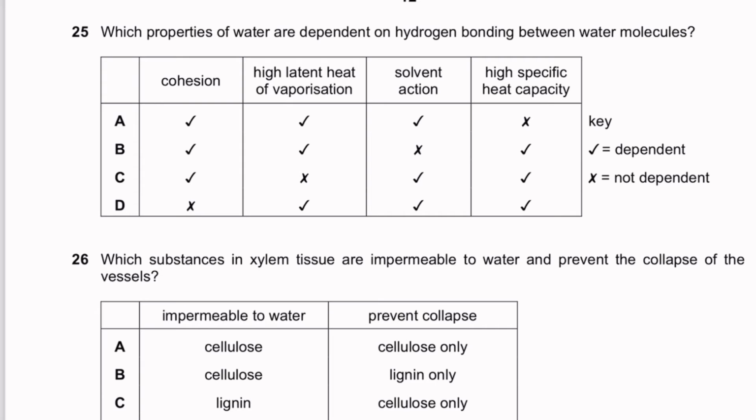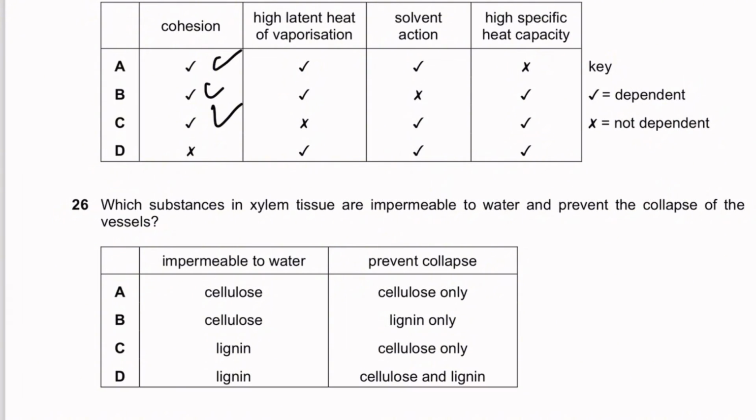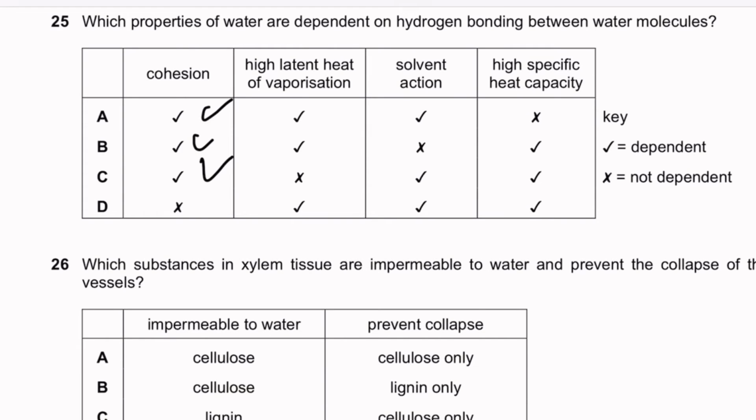If we eliminate cohesion, that is the biggest mistake you can make. I mean, come on, cohesion is basically hydrogen bonding between water molecules. So we need to keep cohesion. But moving on to high latent heat of vaporization, if you eliminate it, then you also have to eliminate high specific heat capacity. So you can't really eliminate either of those. You can only really eliminate solvent action, which means it's B. And if you think about it, really, it's not because water can form hydrogen bonds.